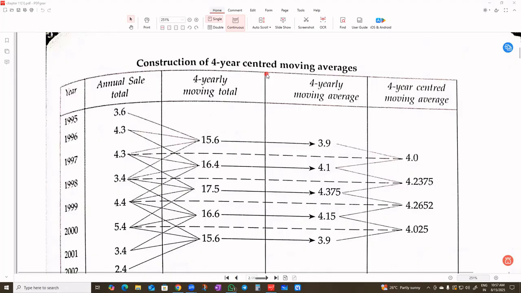The procedure is the same. For 4 years, the first 4 values are taken, and this is the total, one column. Then the 4 years moving total is divided by 4. So 15.6 divided by 4, how much is that? I will show you here.